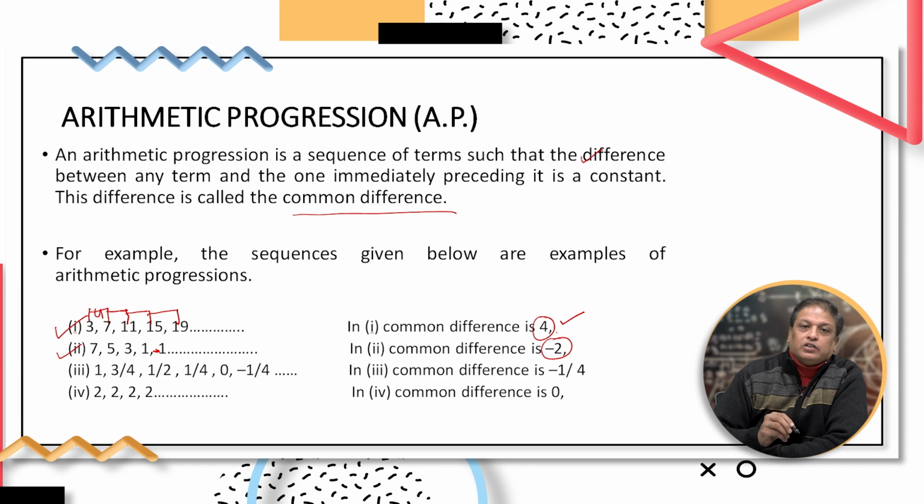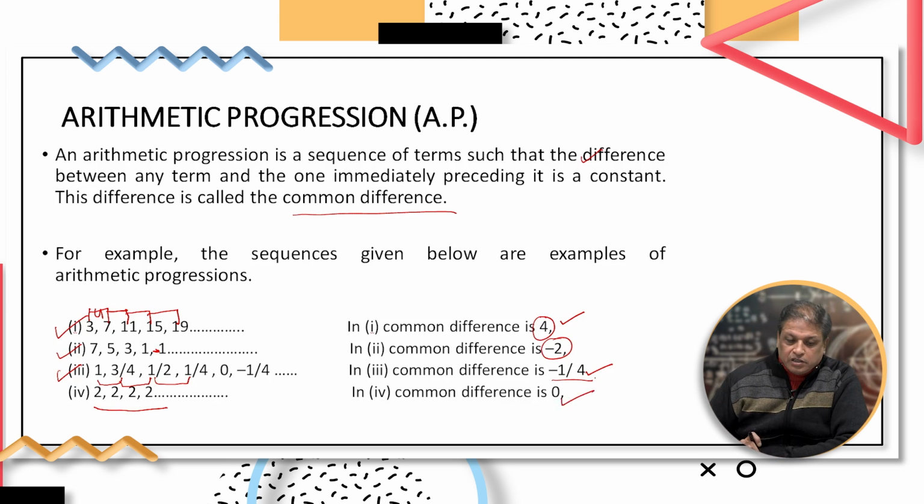On the same line, the common difference is not necessarily an integer value, it can be a fractional value also. Likewise over here, we have a common difference of minus 1 by 4, because subtracting 1 by 4 from 1 you get 3 by 4, subtracting 1 by 4 from 3 by 4 you get 1 by 2, and similarly subtracting 1 by 4 from 1 by 2. So the common difference is minus 1 by 4. But if all the terms are the same, like 2, 2, 2, 2, then the common difference is 0.